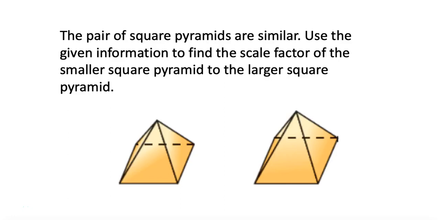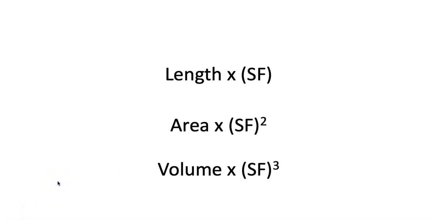In this problem, we are given a pair of square pyramids which are similar. Use the given information to find the scale factor of the smaller square pyramid to the larger square pyramid. Remember, when you're looking for length, you multiply by the scale factor. When you're working with area, you multiply by the scale factor to the second power. When you're looking at volume, you multiply by the scale factor to the third power.